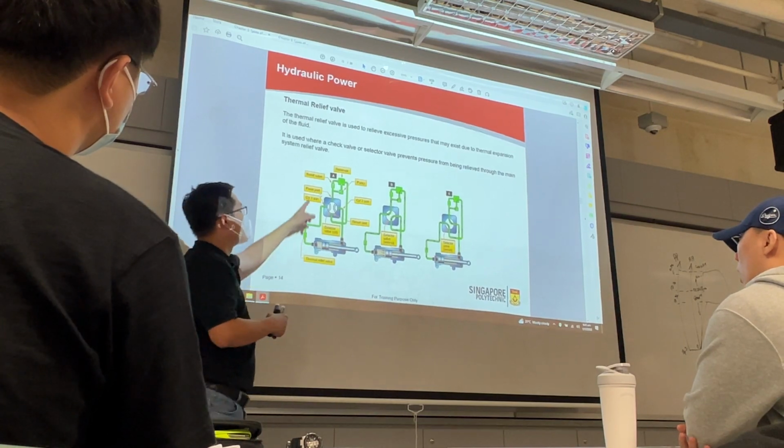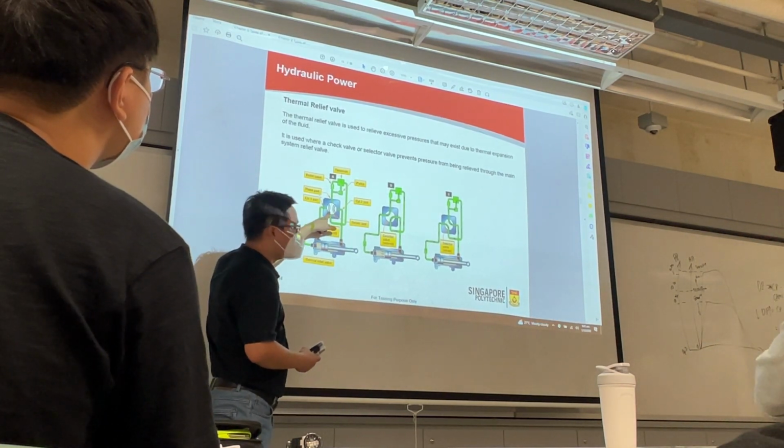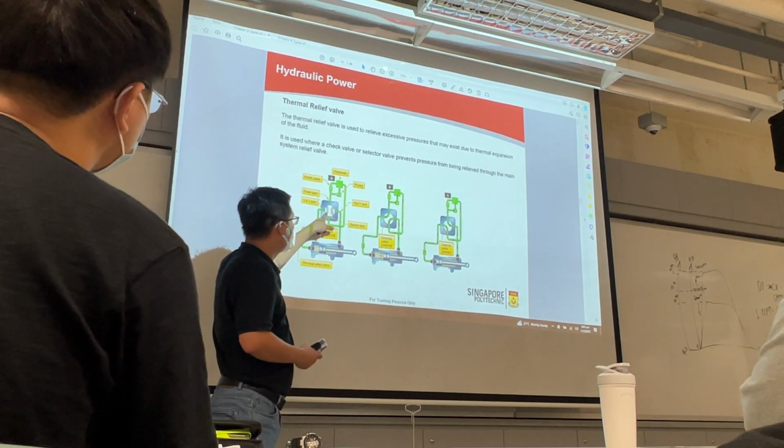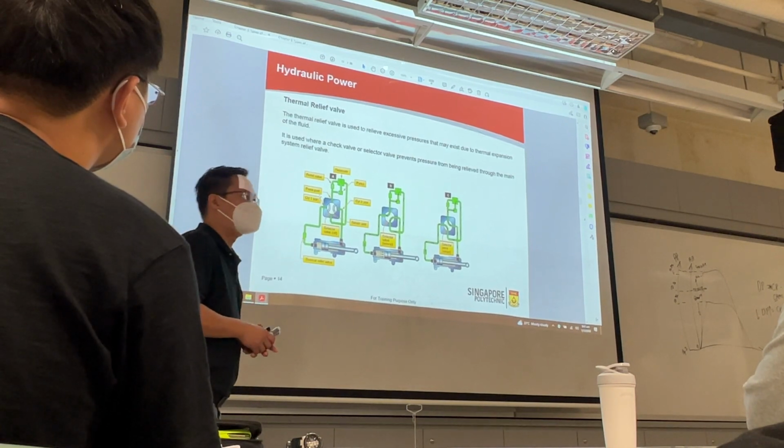Then you may ask, instead of system relief valve, is it sleeping or what? No. Look at the selector valve at this position. It's not able to connect up to the system relief valve. Hence, thermal relief valve has to be employed.